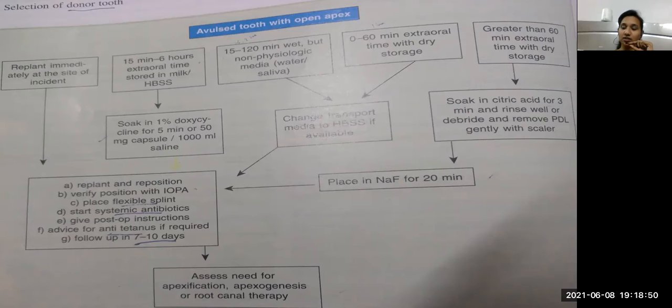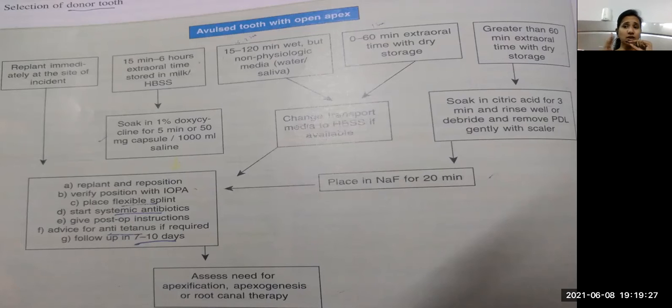If the patient is reporting with the tooth in dry storage and they have reported after more than 60 minutes, that is only after 1 hour, then we don't have the chance of survival of the periodontal ligament cells. Then what we have to do is soak the tooth in citric acid for 3 minutes, then rinse well and scrape the root surface to remove the PDL cells using a scaler. After removing the PDL cells from the root surface, place it in sodium fluoride for 20 minutes. Then after 20 minutes, reimplant and reposition the tooth in the socket.